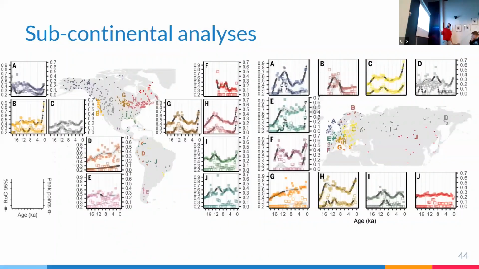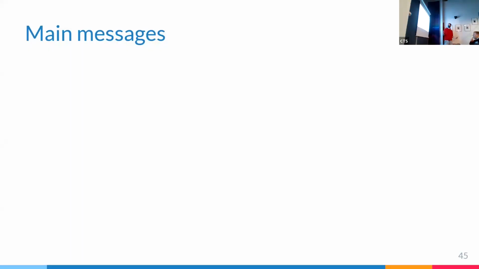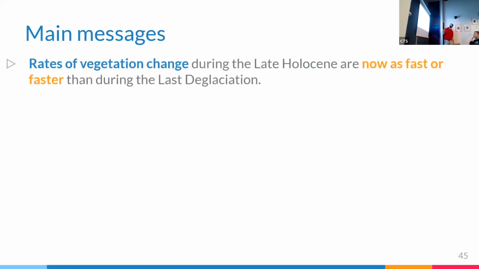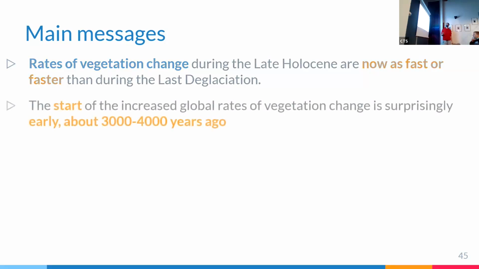Okay, we also redid the analysis on a subcontinental scale to look at some smaller patterns, and we found similar things. We found that, of course, there is much more variability in the tropics. Things are going a little bit crazy. And the main message, I'll try to summarize it: the rates of vegetation change are now as fast or faster than anything we have seen since the last ice age. Surprisingly, we see that this increase already started 3,000 to 4,000 years ago.